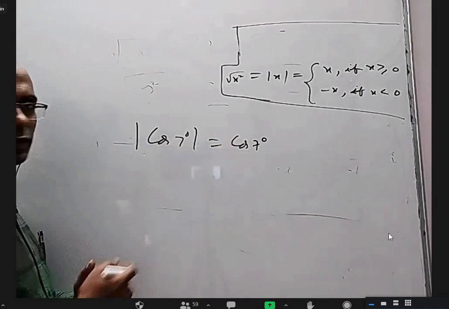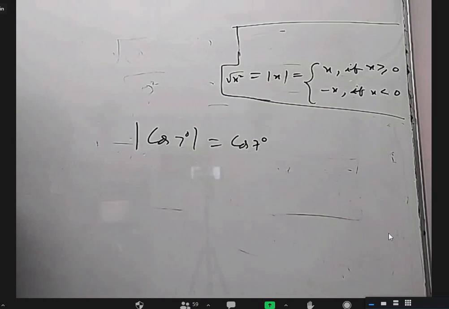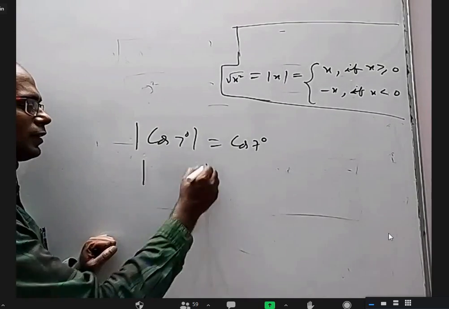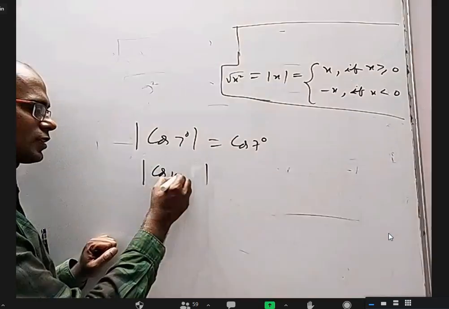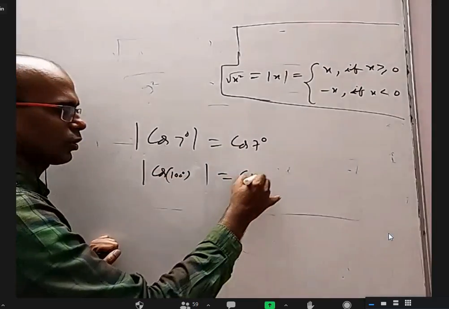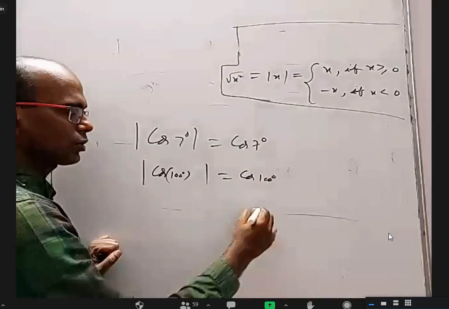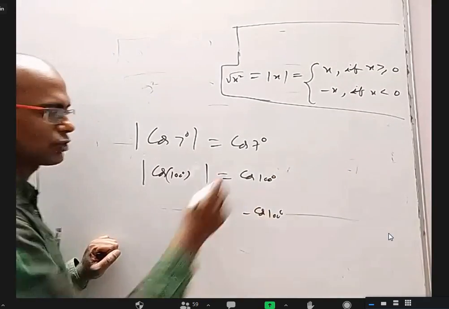Is this correct or wrong? Correct only, sir. If I have cos 100 degrees, should I write cos 100 degrees or should I write minus cos 100 degrees? Which one is right?